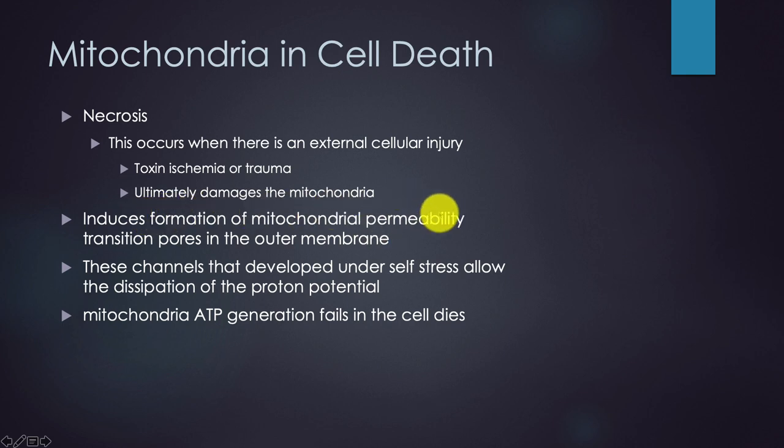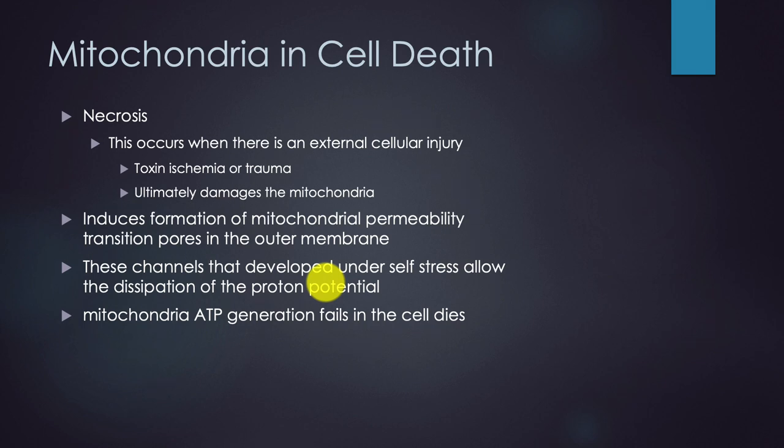mitochondrial permeability, which means things can get in and things can get out. And what's going to happen is the mitochondria is going to develop these transition pores in the outer membrane, and pores are what's going to let the permeability take place. Okay, so think of these channels that are going to develop in the mitochondria. So these channels are going to develop, and it's going to allow the dissipation of the proton potential, right? So we know that there's a proton potential in the electron transport chain. That proton, the hydrogen ions, right?